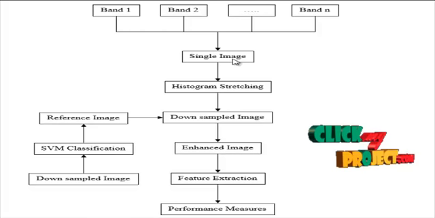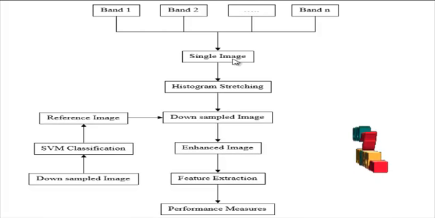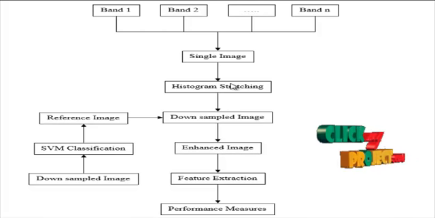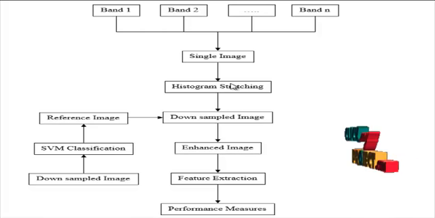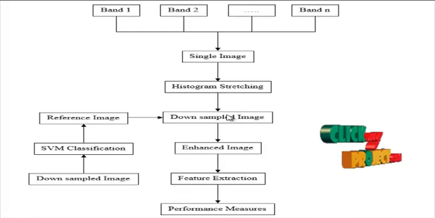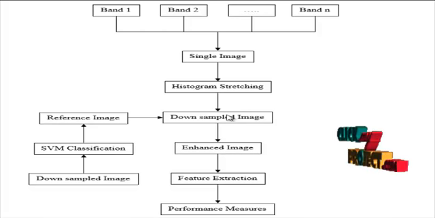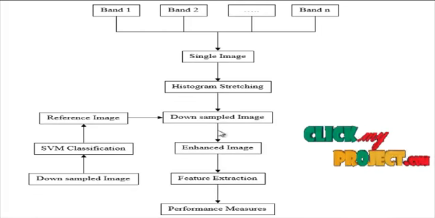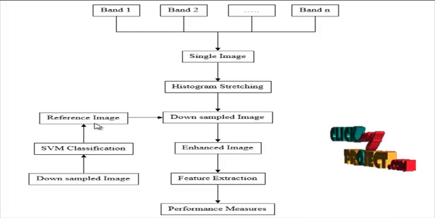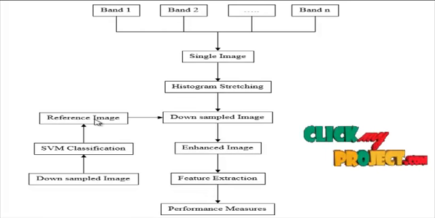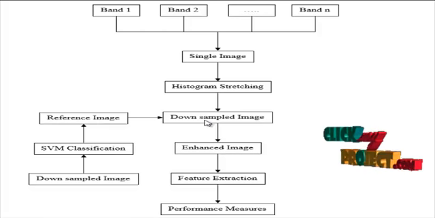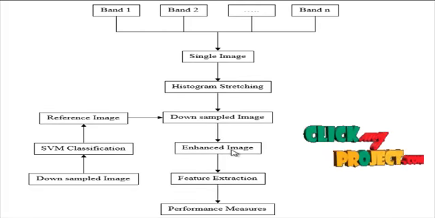After that, the histogram stretching is applied to the images. The histogram stretching refers to the basic enhancement of the input images. From that, we downsample the input image. This downsampling reduces the overall dimensions of the input hyperspectral images. From the downsampled image, based on the SVM classification process, the reference image is generated. Comparing the generated reference images and the downsampled images, new reference images are generated for the enhancement process.